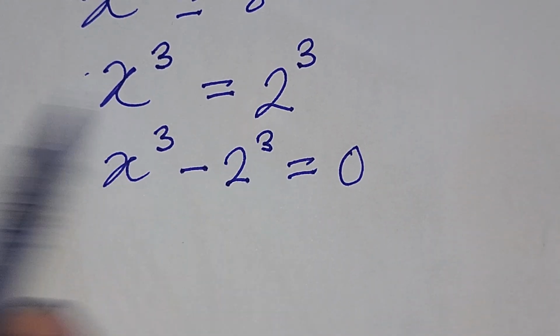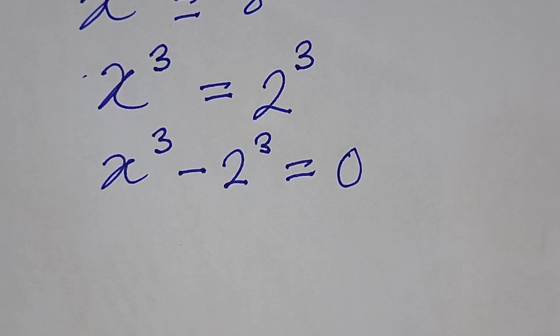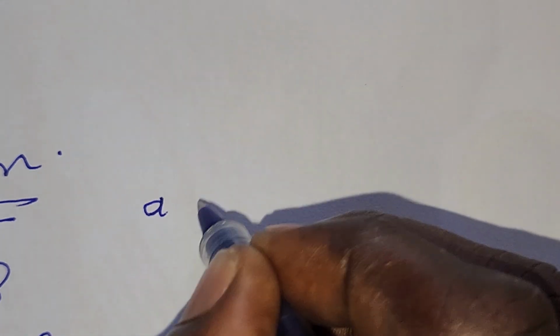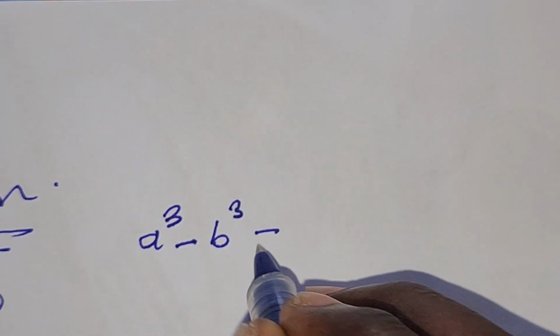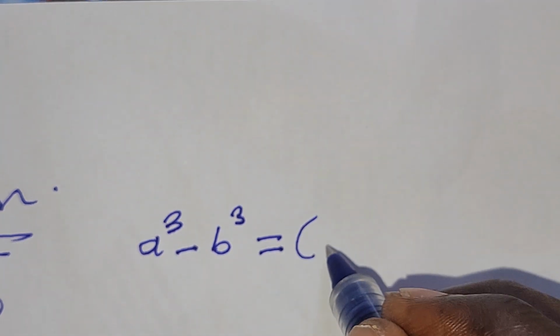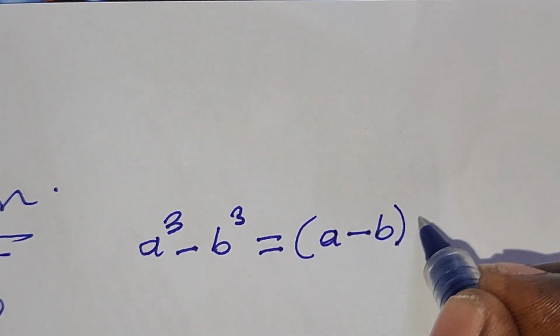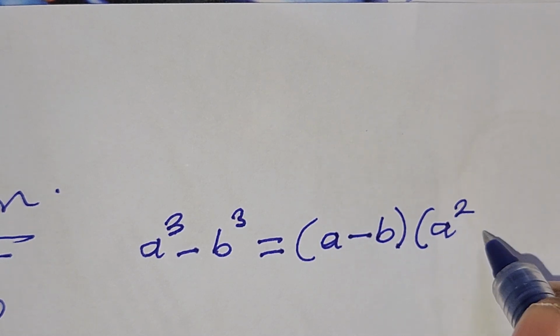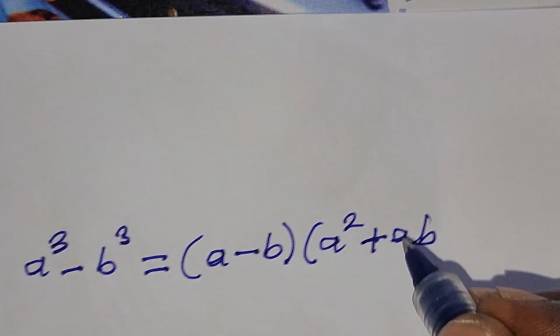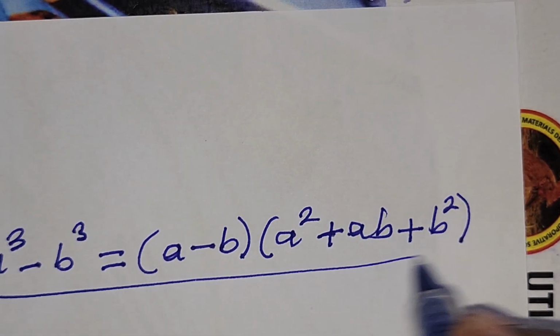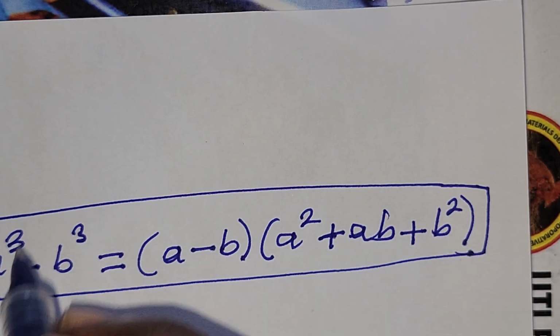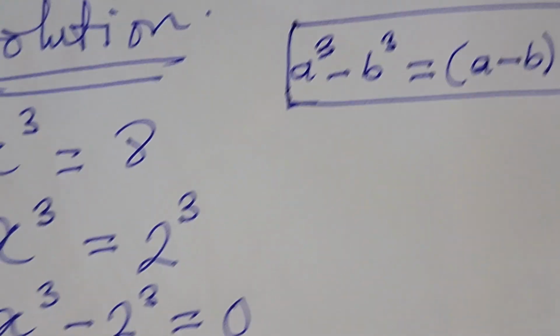Looking at the left hand side of this equation, there is a special algebraic identity that comes to mind, and that is what we call the difference of 2 cubes. So now what does it say? It says that if you have a to the power of 3 minus b to the power of 3, this will give us (a minus b)(a to the power of 2 plus ab plus b square). Do you remember this? Okay, so we can apply that here.